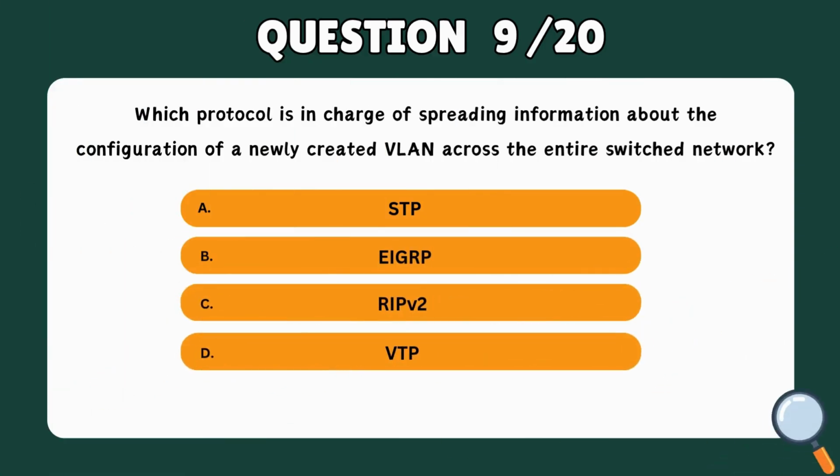Question 9. Which protocol is in charge of spreading information about the configuration of a newly created VLAN across the entire switched network? A. STP. B. EIGRP. C. RIPv2. D. VTP. Correct answer: D. VTP.